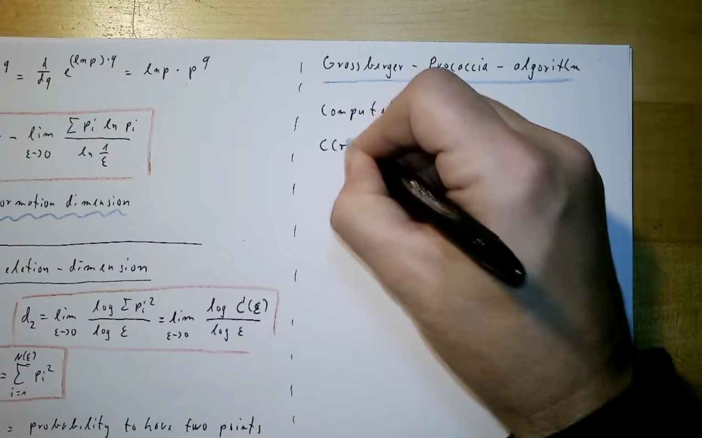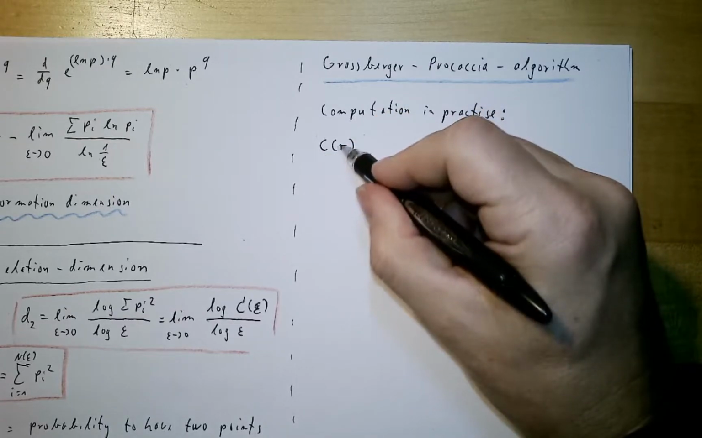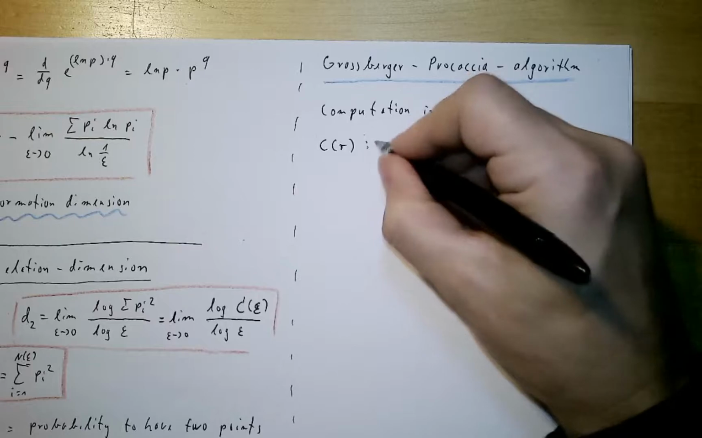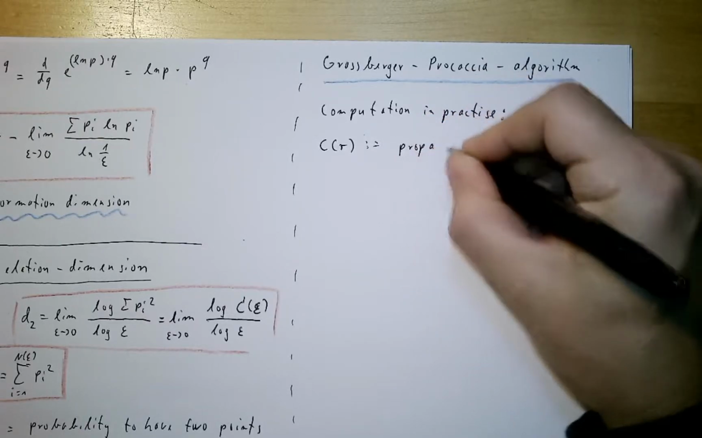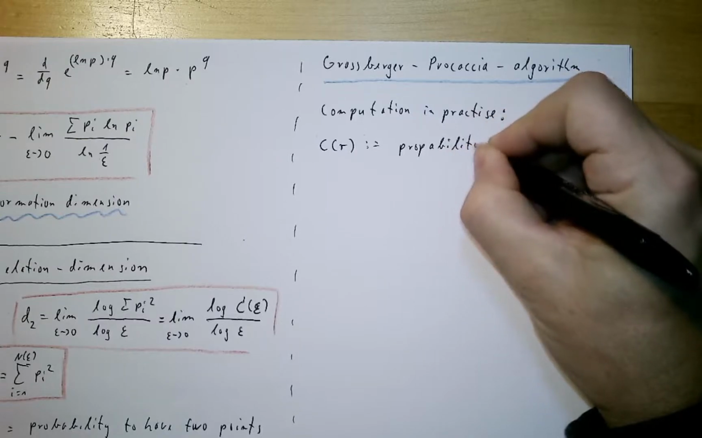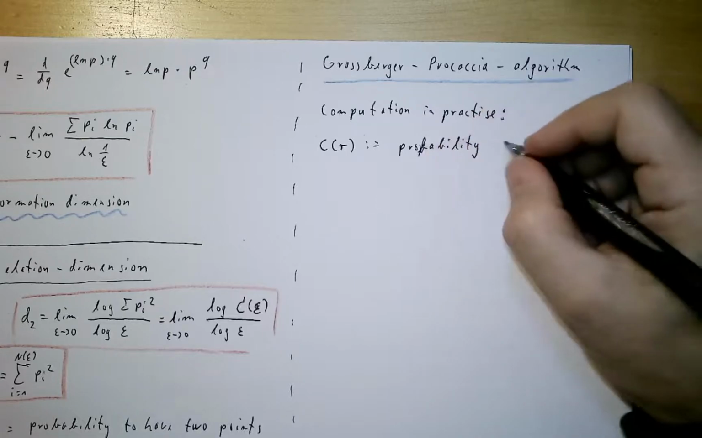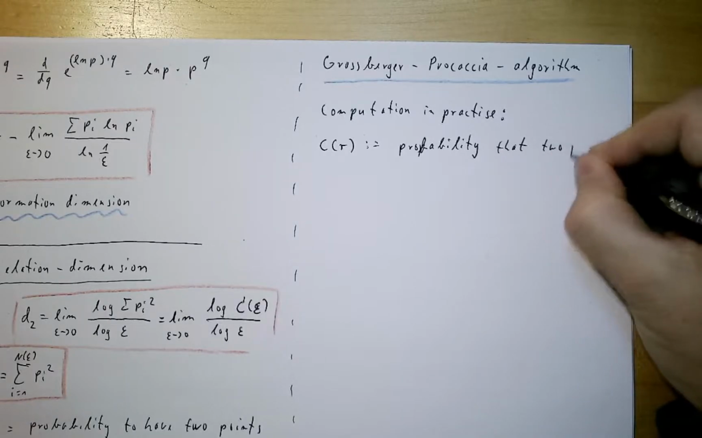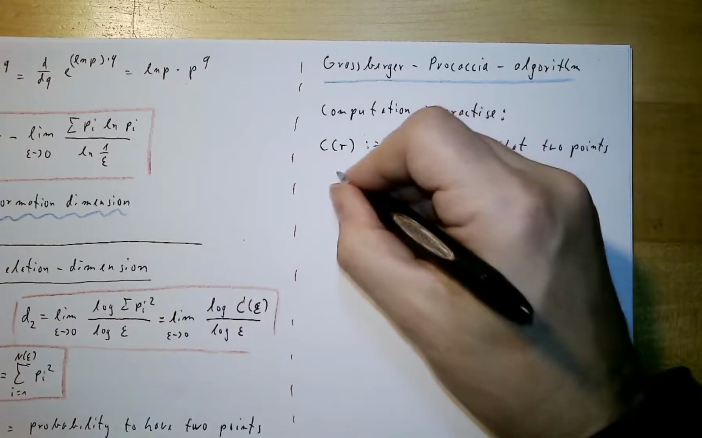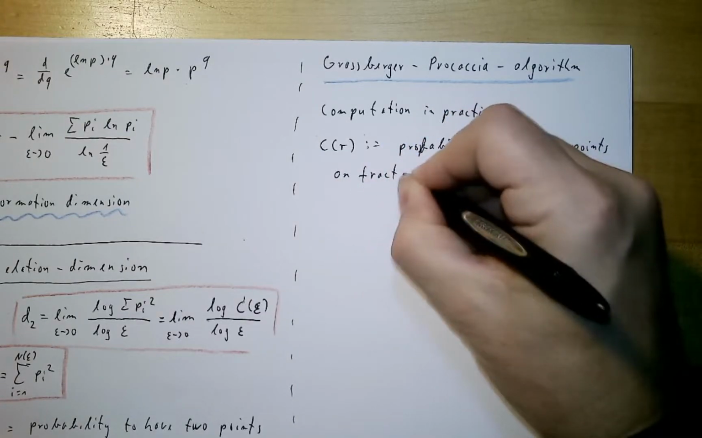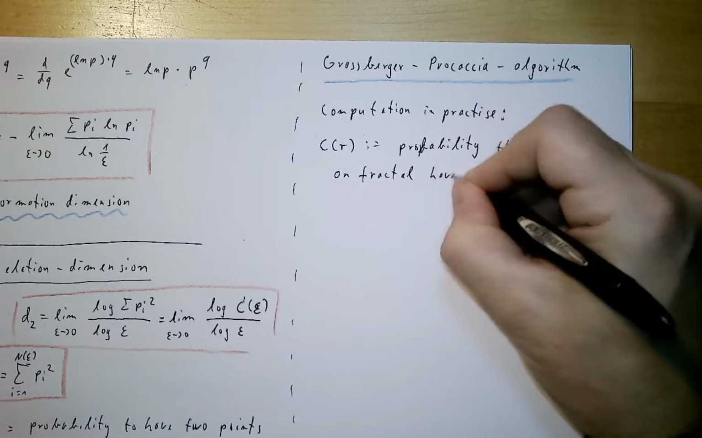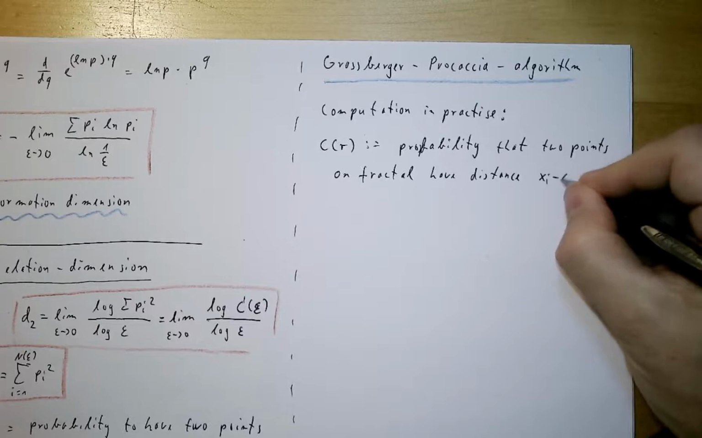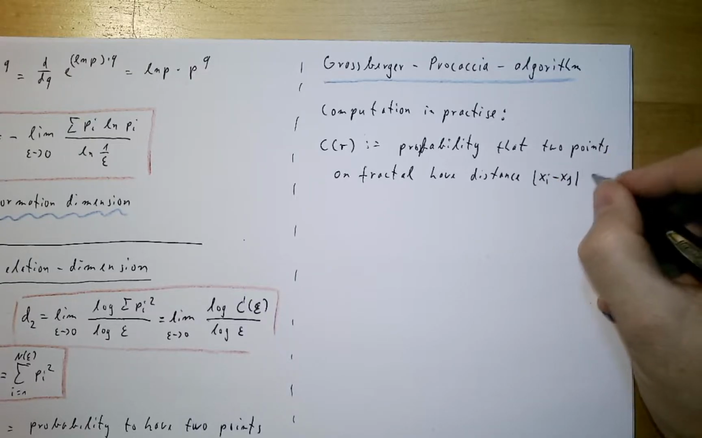So the computation in practice: now they typically call this epsilon r, like a radius. Let's keep the notation they used. So that's the probability that 2 points on the fractal, x_i and x_j, these are the 2 points, have a distance smaller than r.